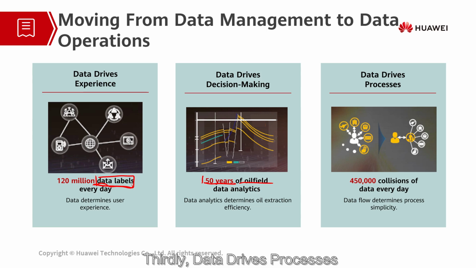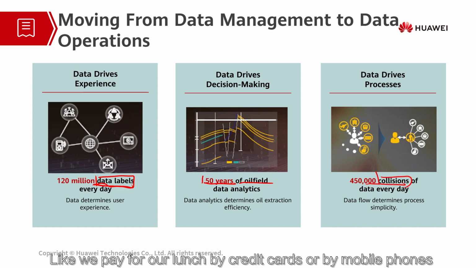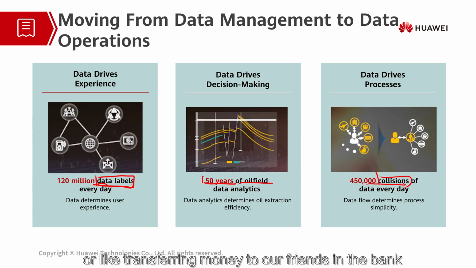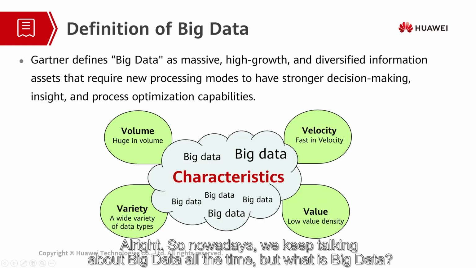Thirdly, data drives processes. We are currently in the big data era, and every process involves many types of data collisions. Like we pay for our lunch by credit cards or by mobile phones, or like transferring money to our friends in the bank, almost everything now requires data flowing efficiently. And also, we can use big data methods to help us simplify all the processes as well. Alright, so nowadays we keep talking about big data all the time, but what is big data?